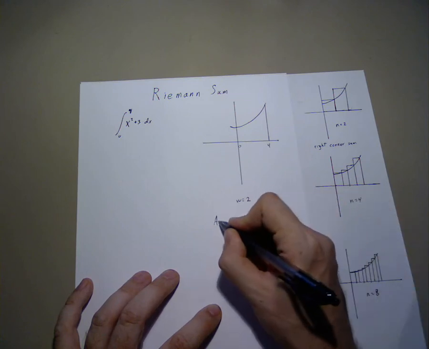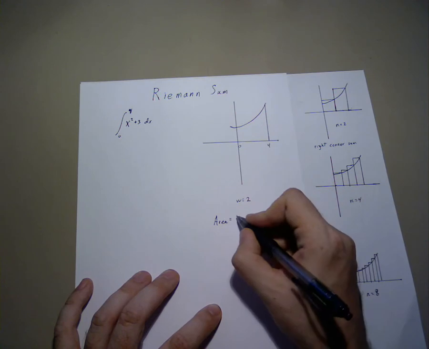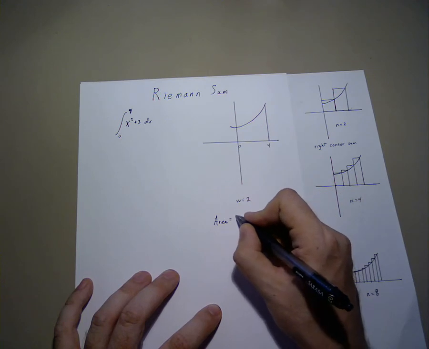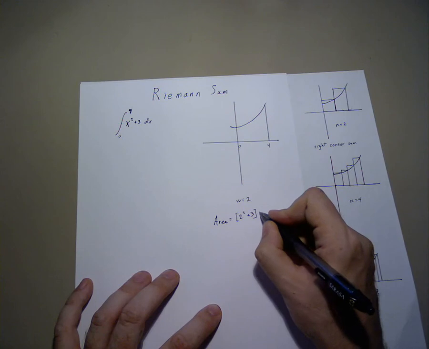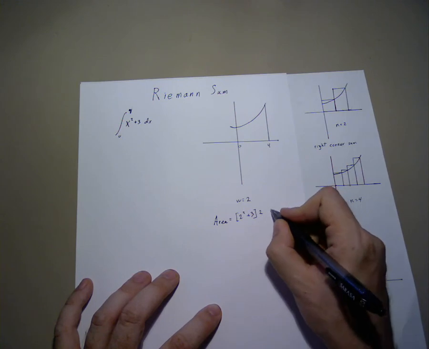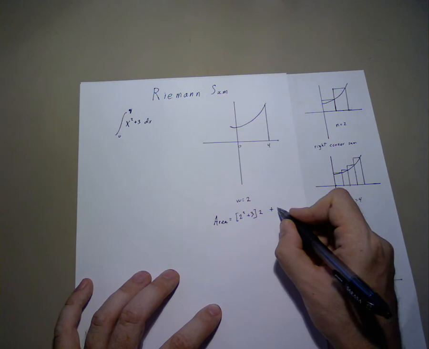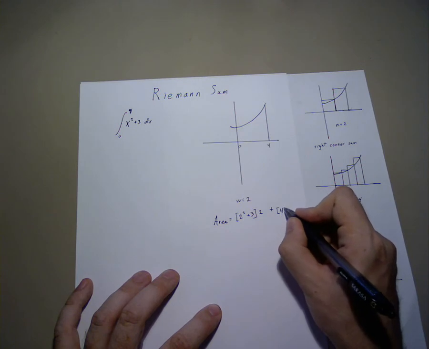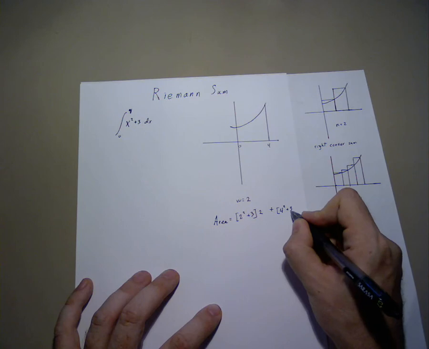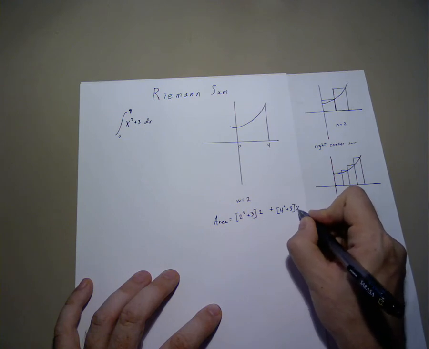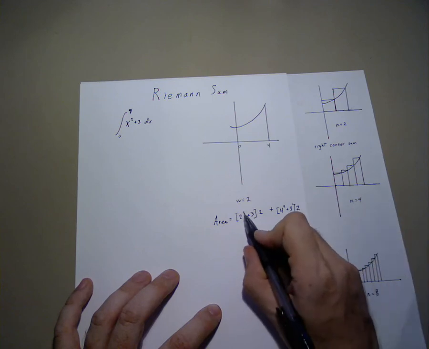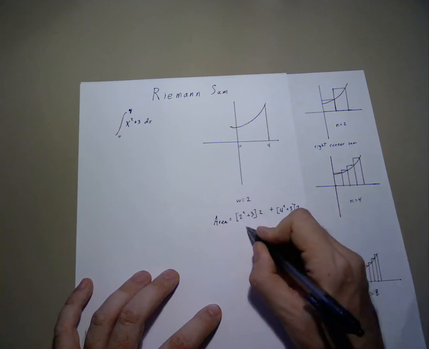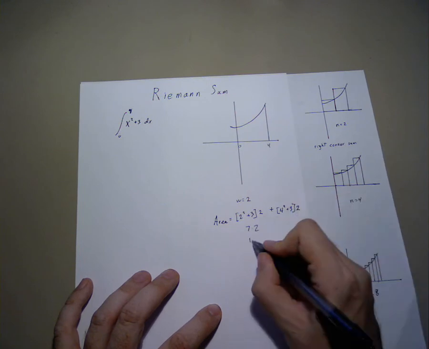So the area is going to be, we'll do x squared, where x is 2, plus 3, times a width of 2, plus x squared, where x equals 4, plus 3, times the width of 2. This will give us 4 plus 3 is 7, times 2, 14.